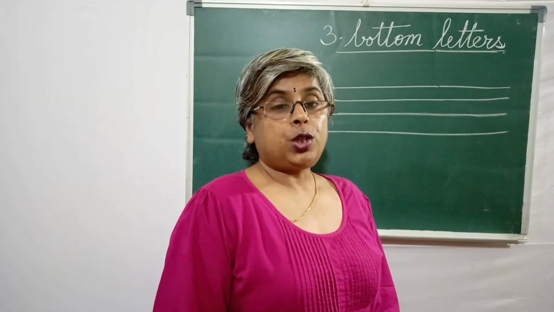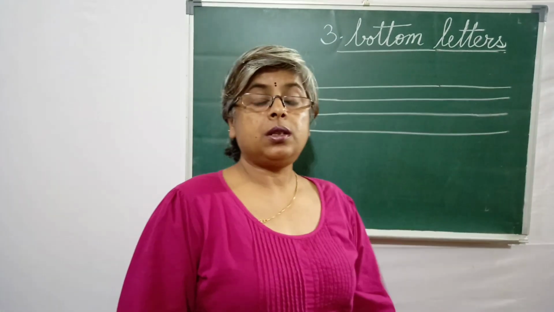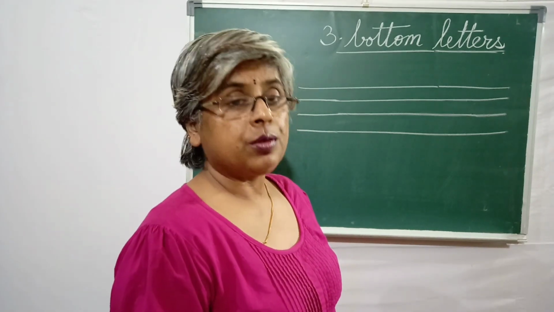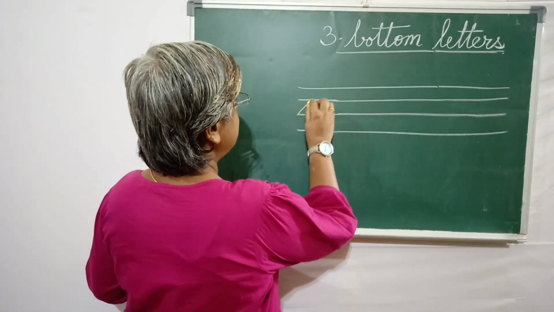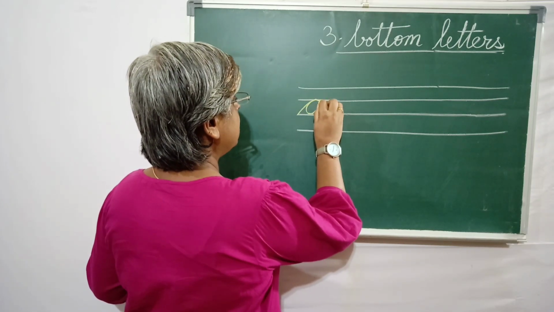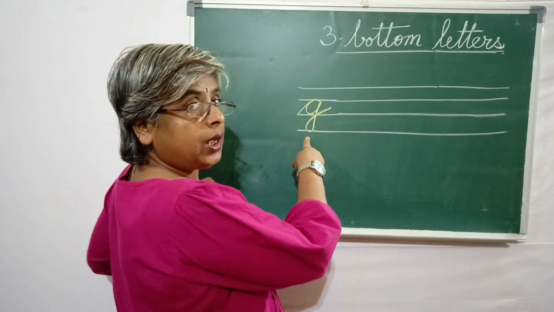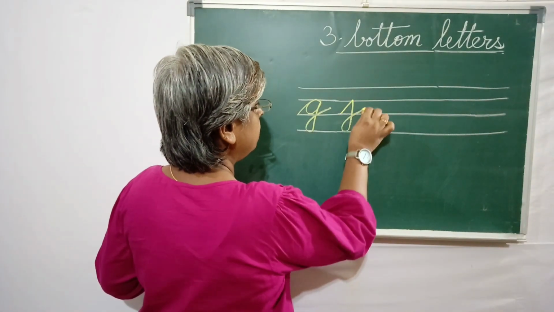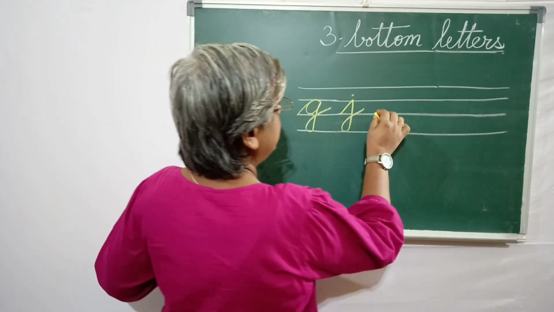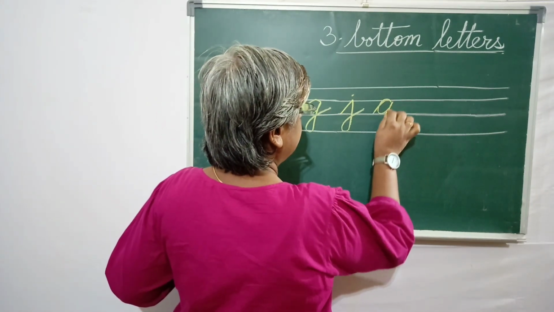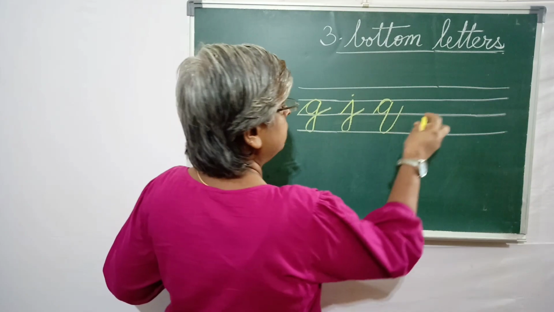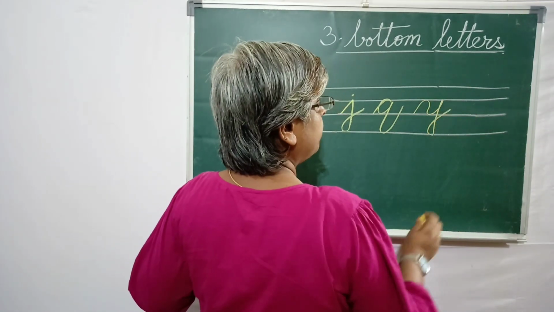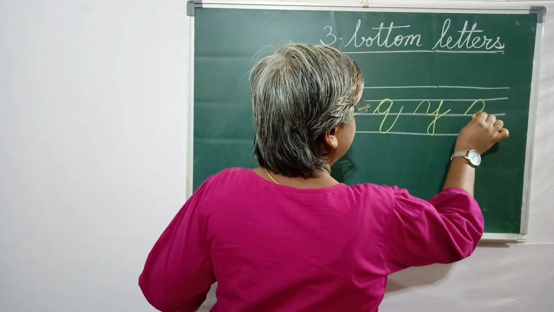Let's see the bottom letters. Bottom letters, the letters which touch the fourth line in English cursive writing. G, C. I have made a circle like A only. I am touching the fourth line and then going up. G, J. Same. Q. Y. And Z.